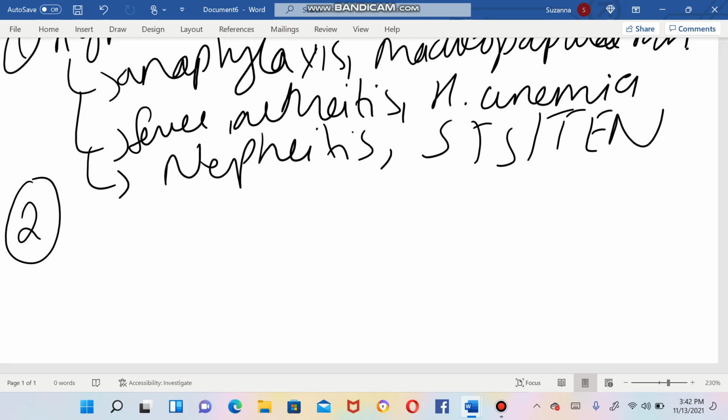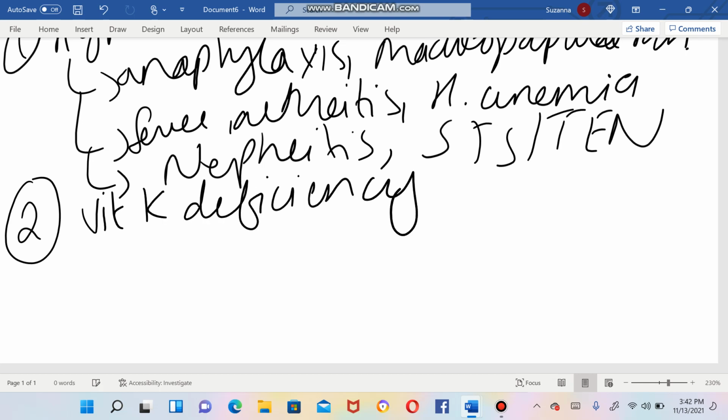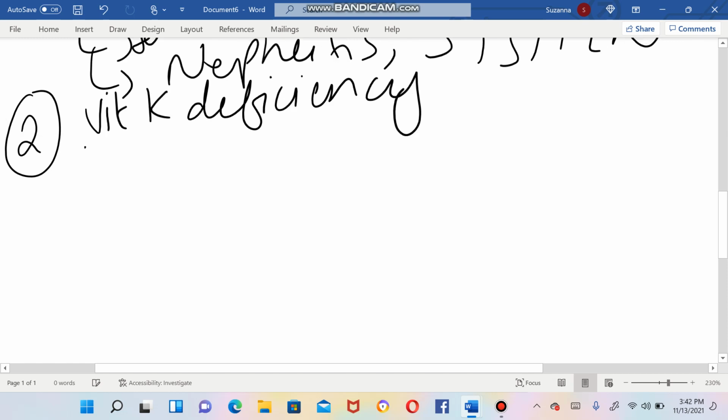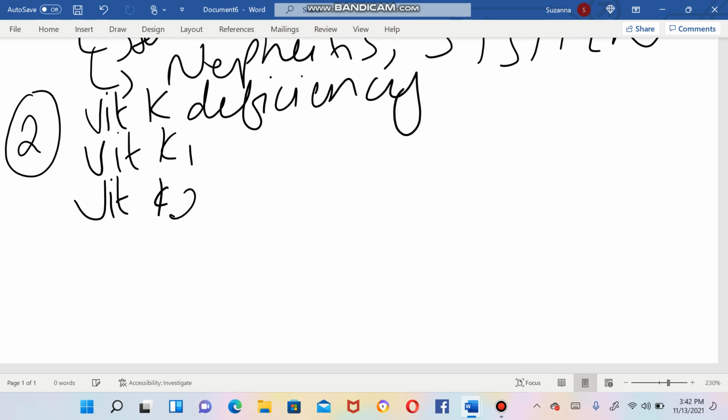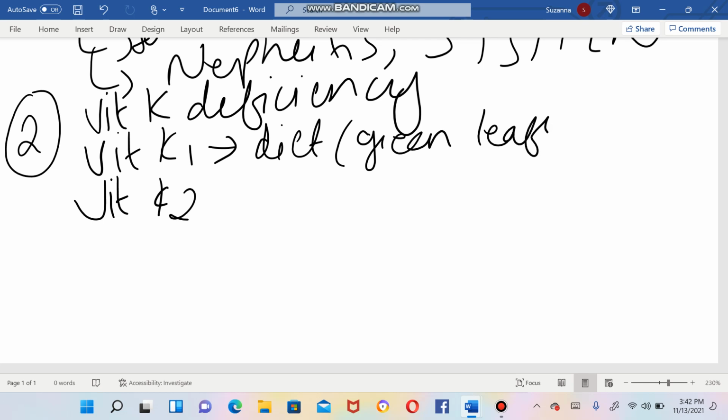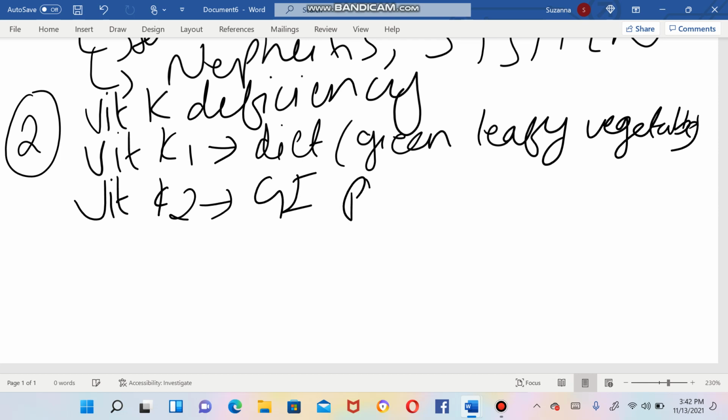Another side effect is that it causes vitamin K deficiency. Before learning this, let's study a little bit about vitamin K. There are two types of vitamin K: vitamin K1 and vitamin K2. Vitamin K1 is obtained from the diet, from green leafy vegetables, and vitamin K2 is produced by the bacteria of our GI tract.